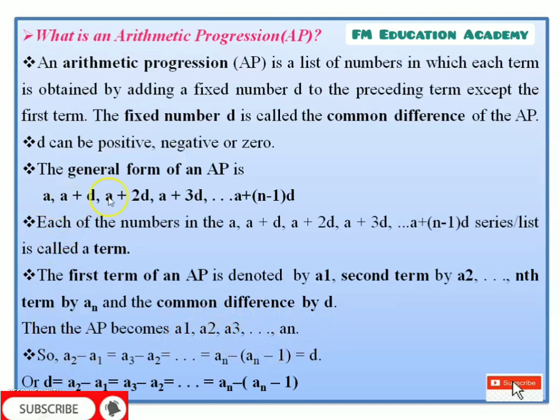The common difference is always obtained by subtracting the first term from the second term. Here a1 is a, a2 is a plus d, a3 is a plus 2d, a4 is a plus 3d, etc. So d is the second term minus the first term, that is d equals a2 minus a1. Similarly, it can also be a3 minus a2, and it can also be an minus a(n minus 1). So d equals a2 minus a1, equals a3 minus a2, equals up to an minus a(n minus 1). Always, in order to get the common difference d for an AP, subtract the first term from the second term, or the second term from the third term, or the (n minus 1)th term from the nth term.